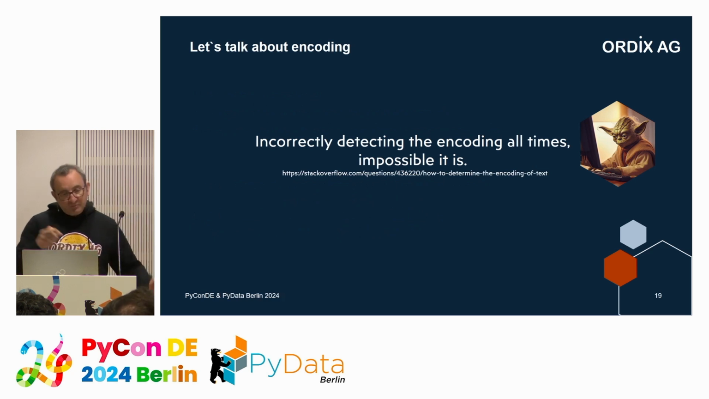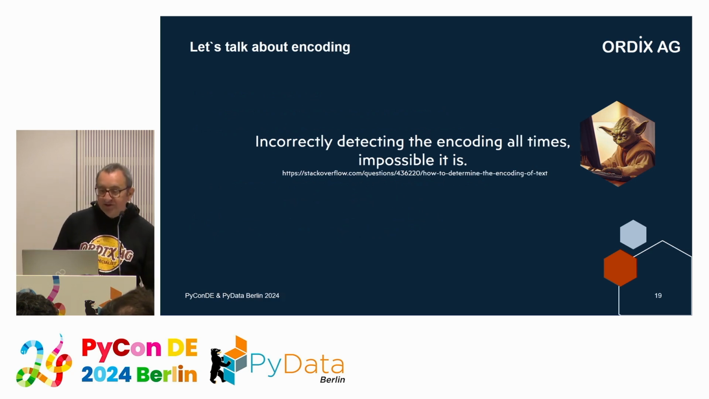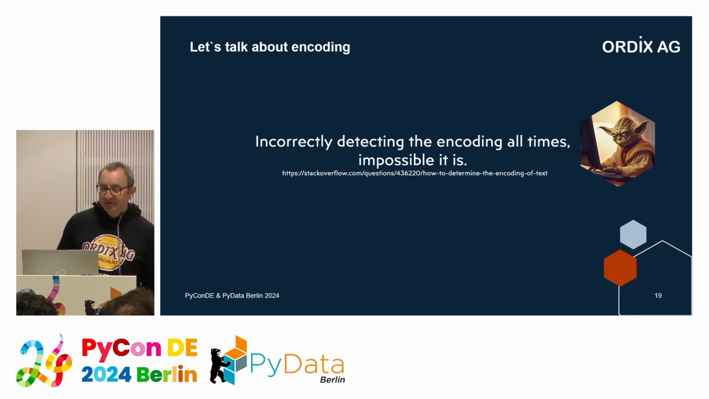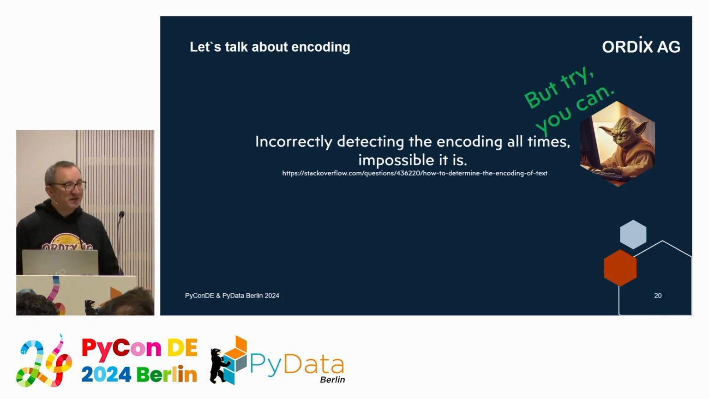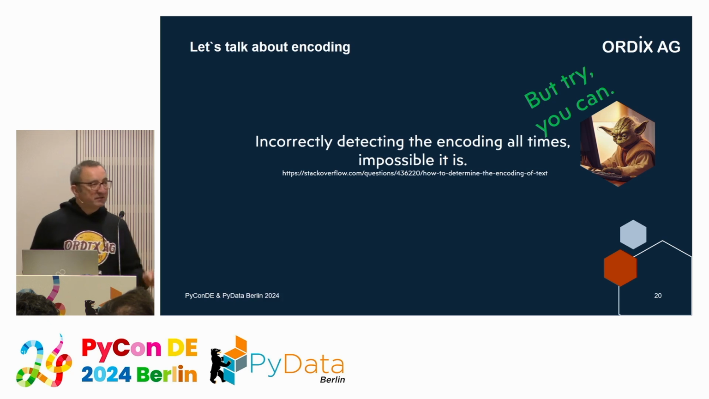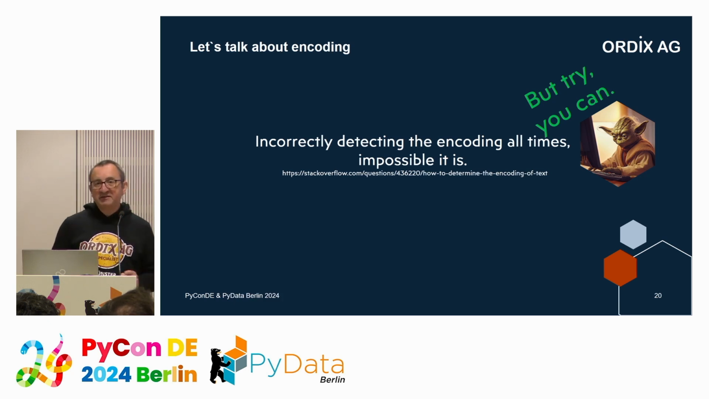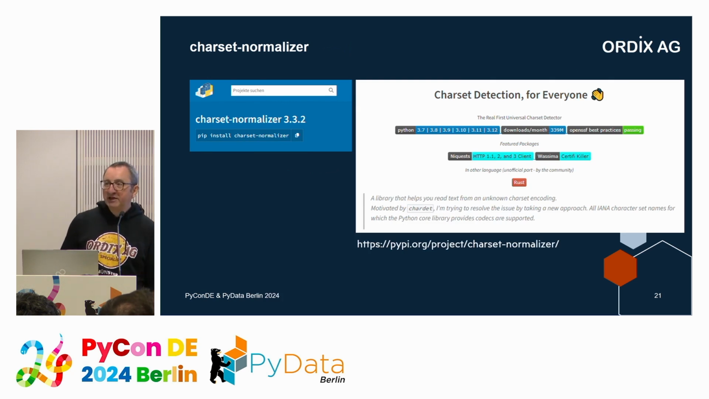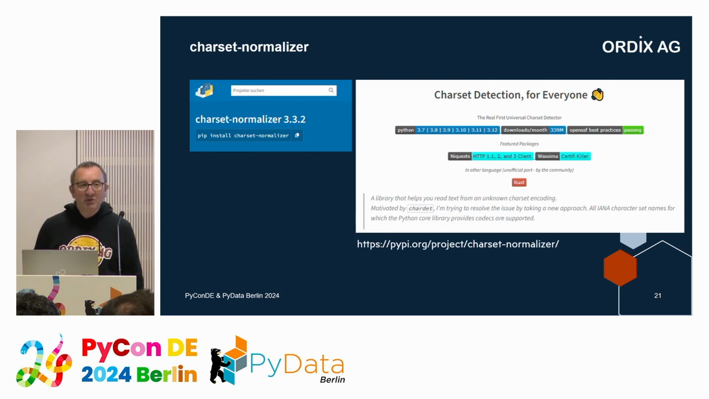So, like the master would say, incorrectly detecting the encoding all times, impossible it is. But you can try. And that's what nearly all your IDEs are doing, or your Notepad++. You have 2 possibilities. You have a configuration file or you guess. And if you try to guess, there's a really cool package on PyPI, which is charset normalizer.